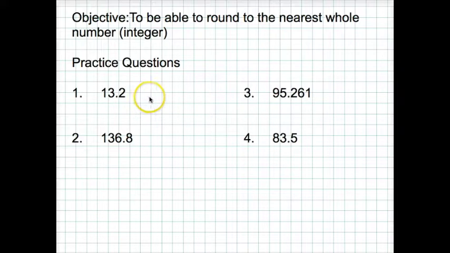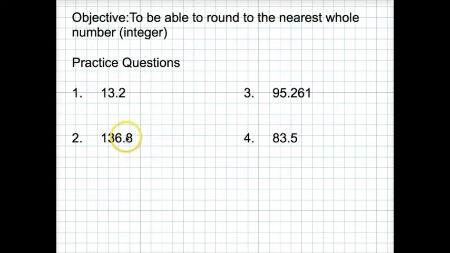What I'd like you to do now is to pause the video, have a go at these 4 questions, rounding them to the nearest whole number, and when you're happy with your answers, then start the video again and have a look at all the model answers and see if you've made any mistakes. So if you now pause the video and have a go at the questions.